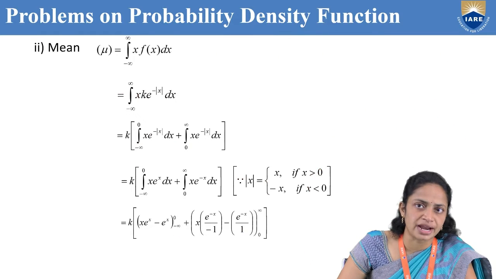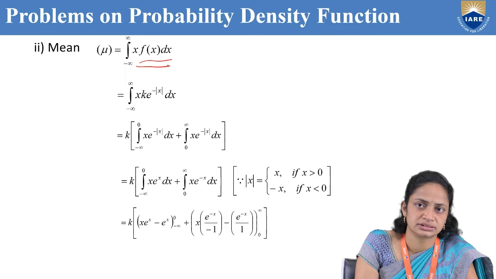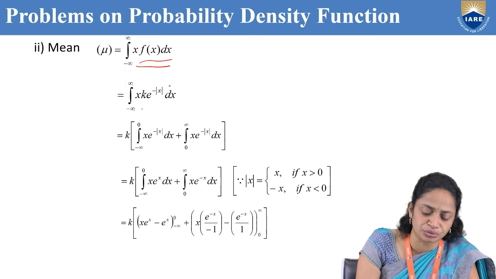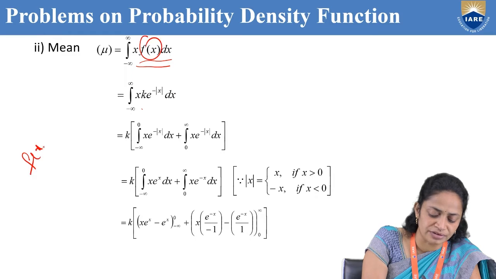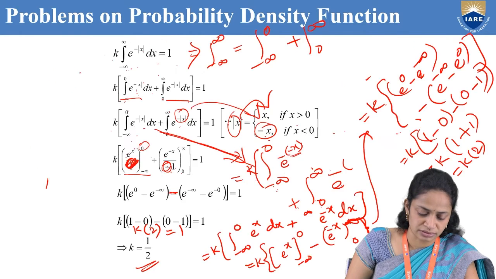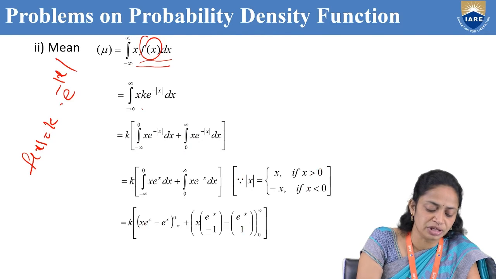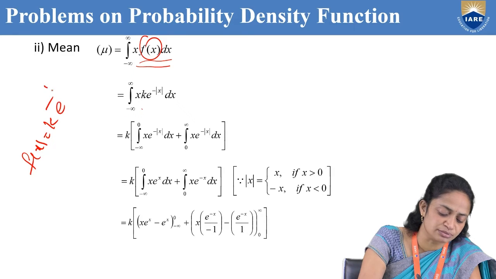So like that we need to find the mean. What is the mean formula? The integration over minus infinity to infinity of x times f of x. What is f of x here? We know that f of x equals k times e power minus modulus of x. Sorry, k times e power minus modulus of x, not x.